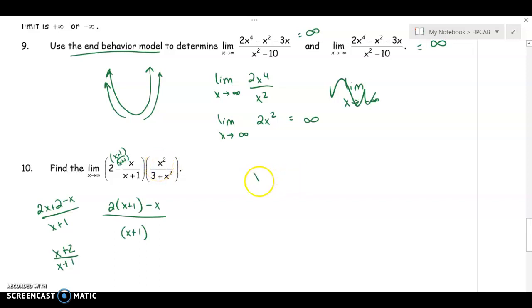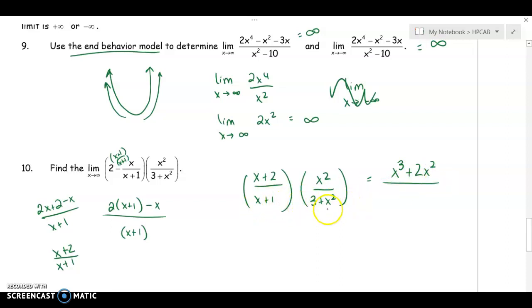And then this guy, so we've got x plus 2 all over x plus 1, and we're multiplying it by x squared all over 3 plus x squared. We're going to have to multiply that all out together. You're going to end up with x cubed plus 2x squared. And then the denominator, if you multiply these together, x times 3 is 3x, x times x squared is x cubed, 1 times 3 is 3, 1 times x squared is x squared. You're going to end up with x cubed plus 2x squared all over x cubed plus x squared plus 3x plus 3. And we're doing the limit as x approaches infinity.